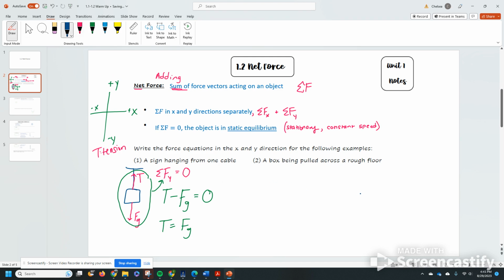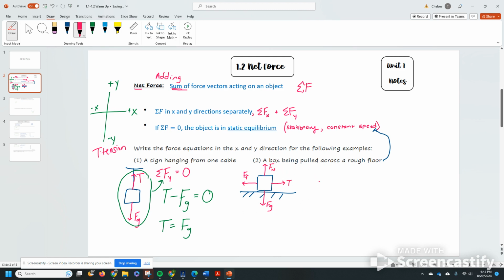All right, now let's look at a box being pulled across a rough floor. Here we have a rough floor and we have a box. Let's say that we're moving at a constant speed for this. Let's say I'm pulling this with a string. I'm going to pull to the right with some amount of tension. A rough floor indicates that there is some friction pulling to the left. This box definitely weighs something. And we're on a surface, so we have to have a normal force pushing us back up so we're not falling through the floor.